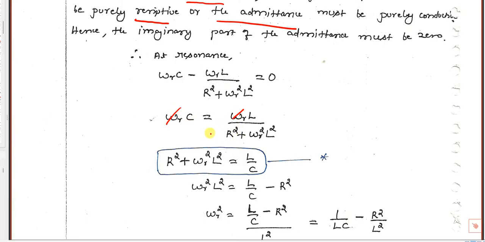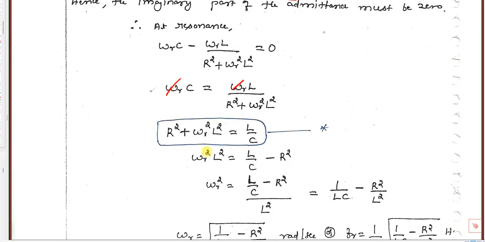On the left side, if you bring R square plus omega r square L square, this L is already there, this C you have to bring here. You get R square plus omega r square L square is equal to L by C, and omega r square L square is equal to L by C minus R square. This R square you have to bring to the right side of this equation.